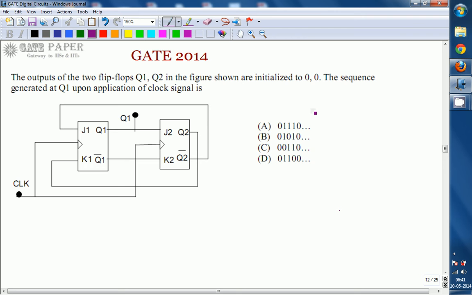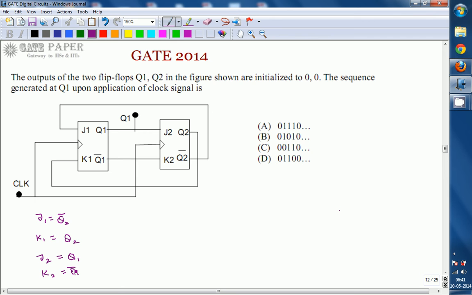These are JK flip-flops, and if you observe, we can write the values for J1 and K1. J1 is connected from Q2 bar, so J1 is Q2 bar and K1 is Q2. J2 is directly taken from Q1 and K2 is taken from Q1 bar. So J1 is Q2 bar, K1 is Q2, J2 is Q1, K2 is Q1 bar.